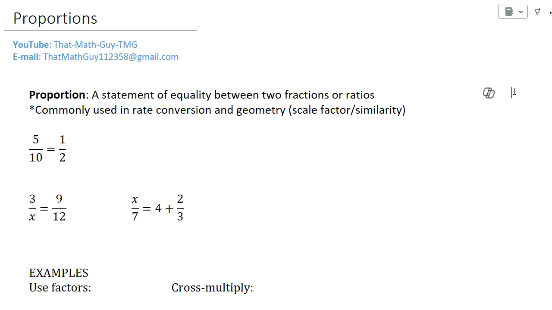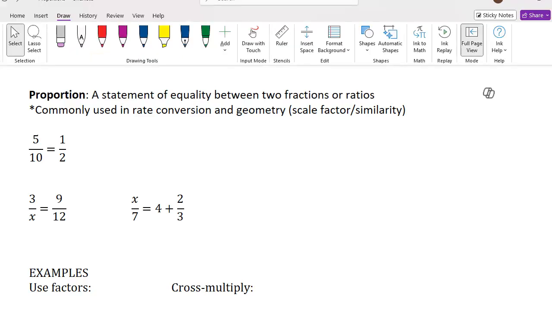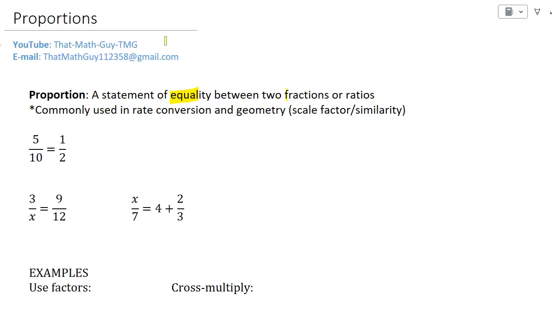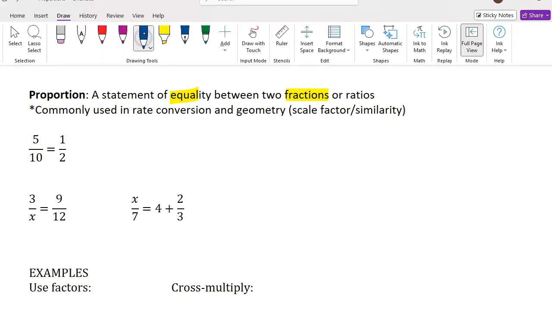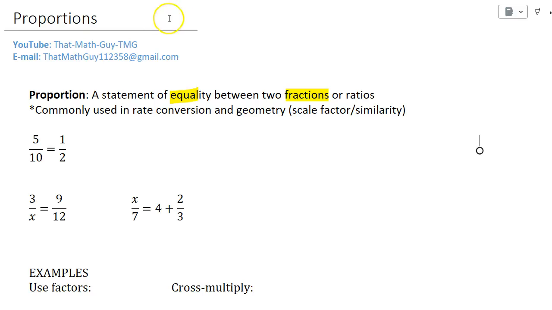But what is a proportion? It's something you may have heard in your everyday life. Maybe something is or isn't proportional to something else. It's just a statement of equality between two fractions or ratios in math. That's really all that it is. That's the whole definition. If you want to get it even simpler, just think of it as equal fractions. So it's just equal fractions. That's really all that a proportion is.